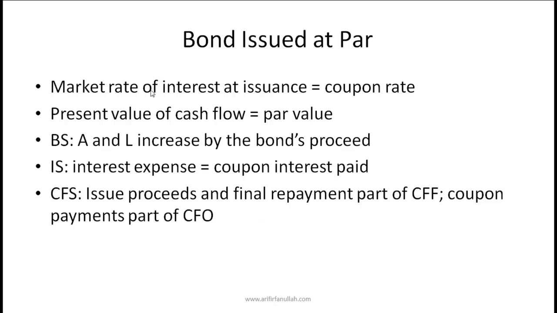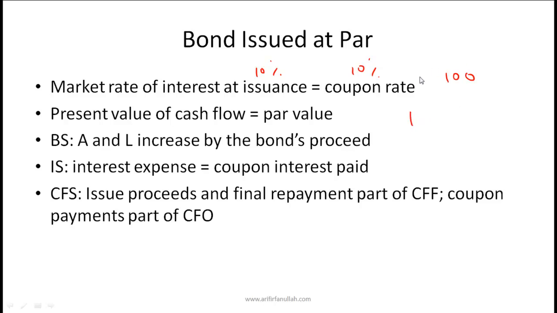For bonds issued at par, and this is being repeated over and over, so just make sure you understand this, the market rate of interest at issuance, say 10%, is equal to the coupon rate, which is 10%. The present value of the cash flow then will be equal to par value. So the way you can think of this is, let's go back to the $100 par bond, and let's say we are taking an annual pay bond.